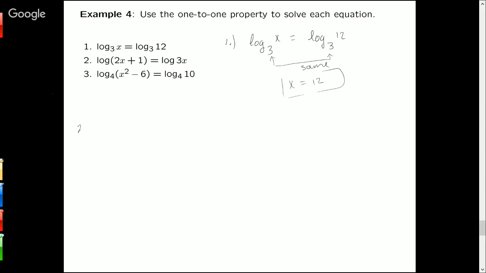Let's look at number 2. It gets a little bit harder. What is the base for these? Doesn't have one written down. 10. The base is 10. Is it the same base on both of them? Yes. So same base. So 2x plus 1 equals 3x. How do you want to solve it? Subtract the 2x. You have 1 is equal to x. That looks like a solution to me.